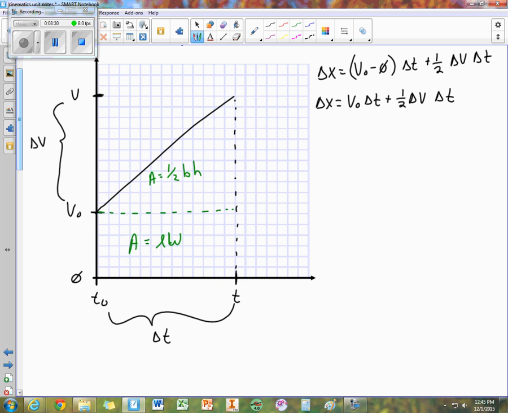Remember that acceleration is delta v over delta t. So what we could do is say delta v equals a delta t. I can plug that in for my velocity up there. And that gives me this equation here.